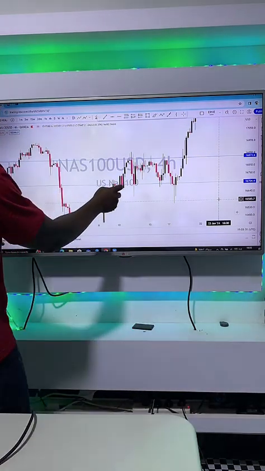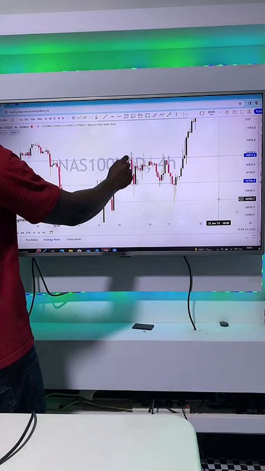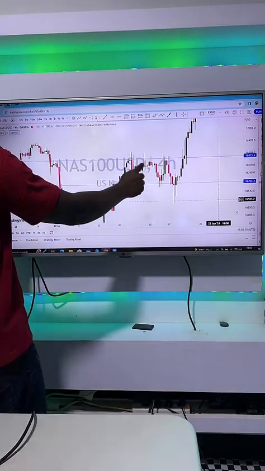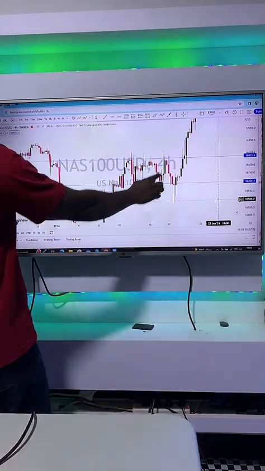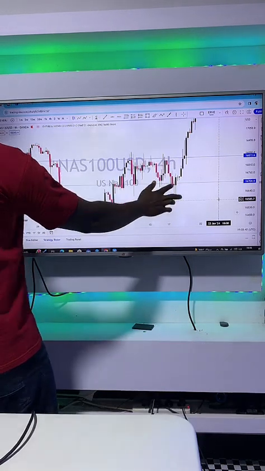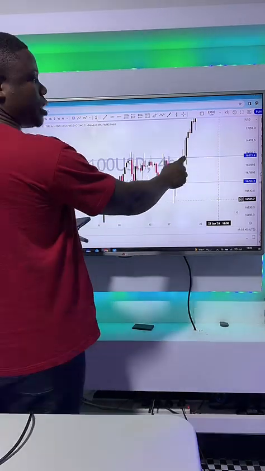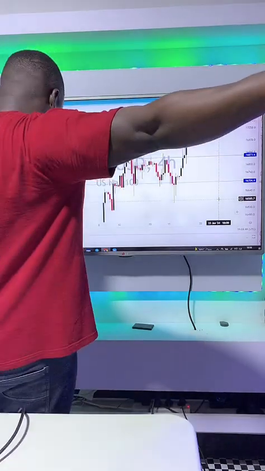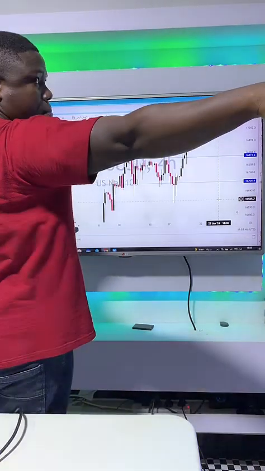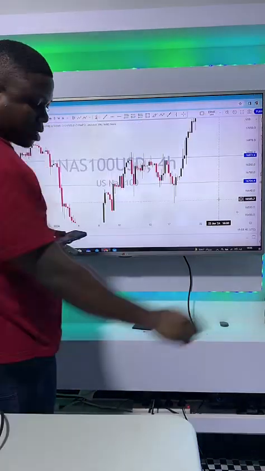And now let's look at the top. So when it moved from here, this was the first touch. It came back again for the second touch. It came back for the third touch. It came back for the fourth touch. What happened? Boom. It broke it. Just like I explained here, if you guys remember. Right? That was it.